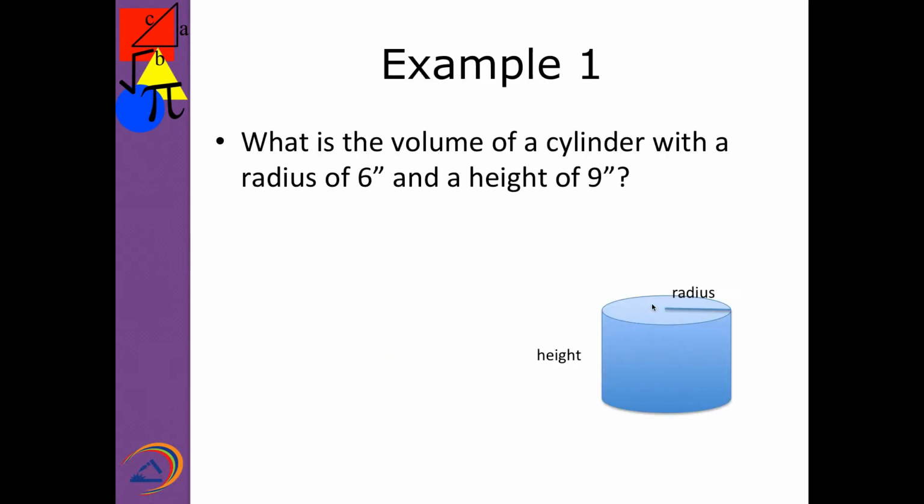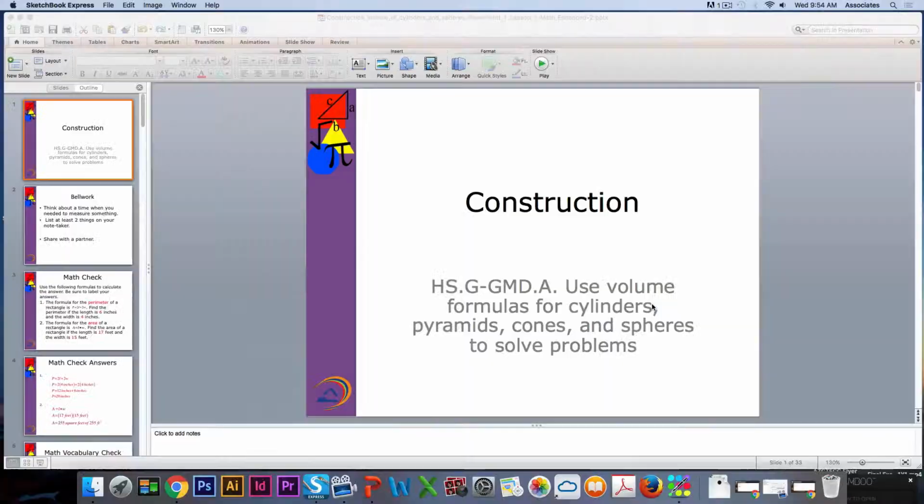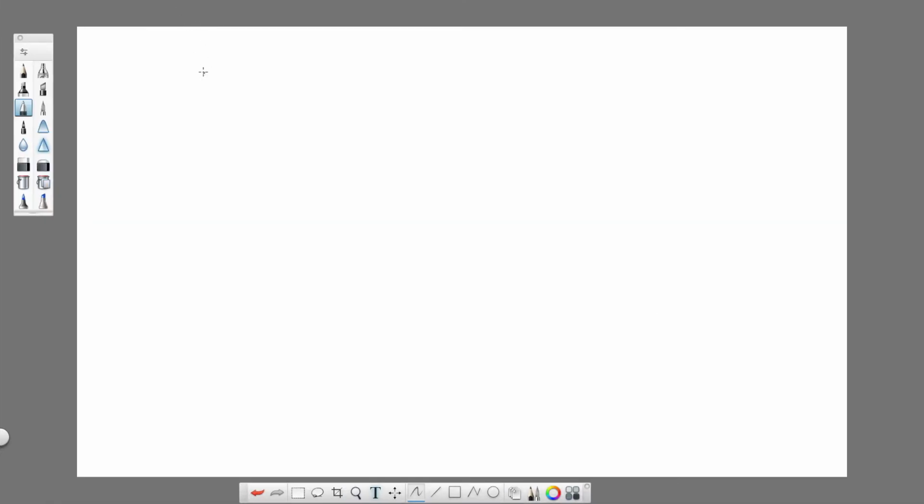Welcome back. Here's an example. We have a radius of 6 inches, we have a height of 9, and we want to find out what the volume of that cylinder is. So let's go to our slate. Let's write down our formula. Volume equals pi r squared h.